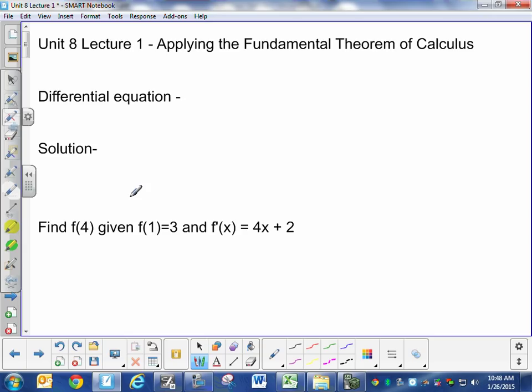applying the fundamental theorem of calculus is the name for this lecture. And it's going to start out with just differential equations that we know how to do, we know how to solve, just with one more step. So just a reminder, a differential equation is just an equation that has a derivative. Plus, we usually see some initial conditions.